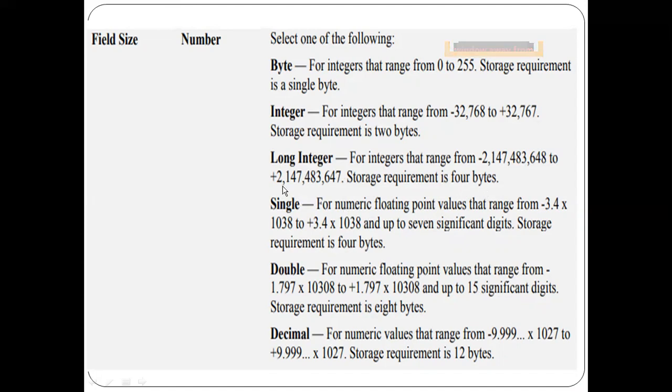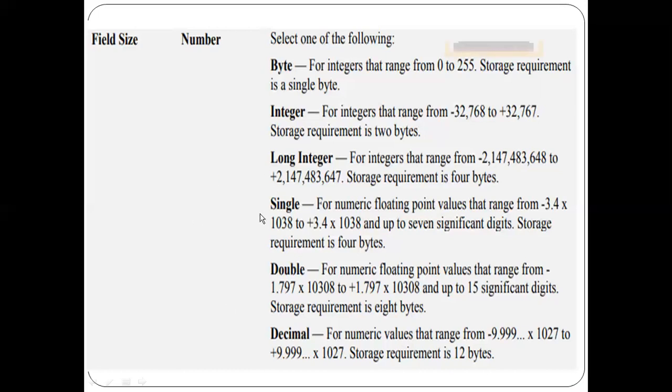If your number is beyond this, then you have to use single, that is floating values. Here, these are integer values. But if you have decimal values, that comes under single. Floating point means, in computer language, decimal numbers. So minus 3.4 into 10^38 to plus 3.4 into 10^38. Such a big number. The storage size for the single is 4 bytes.